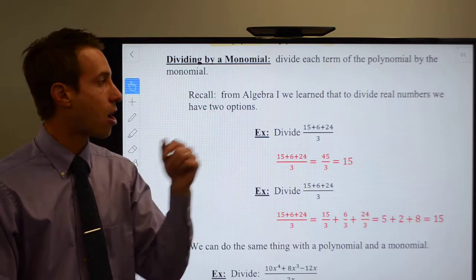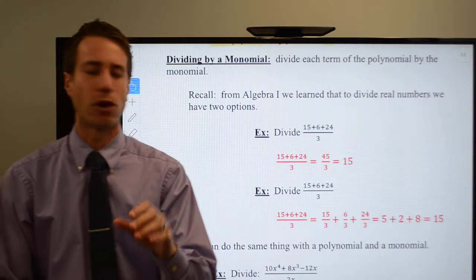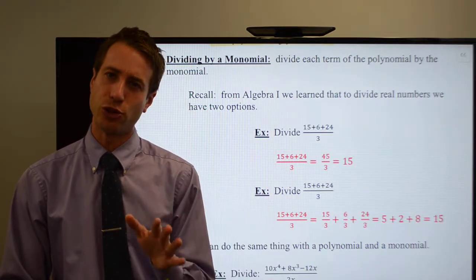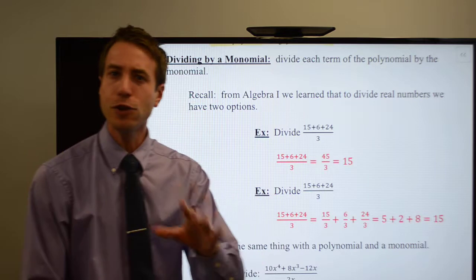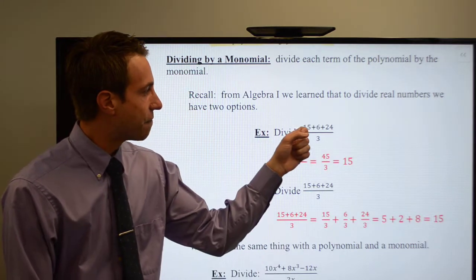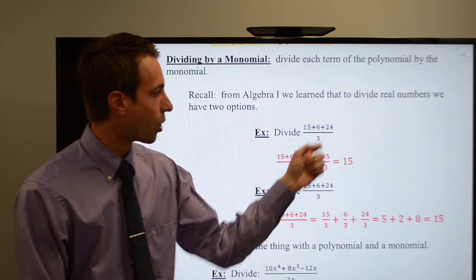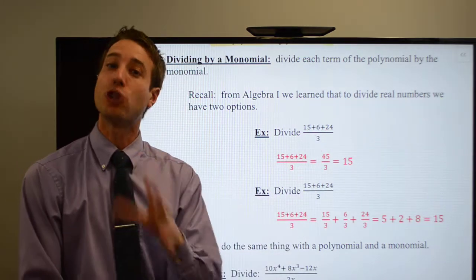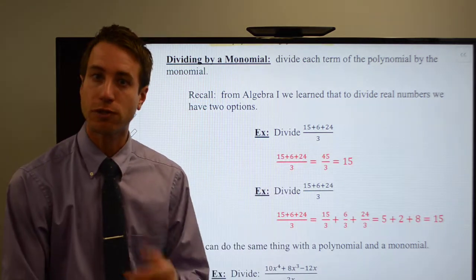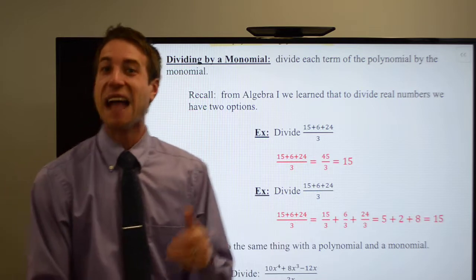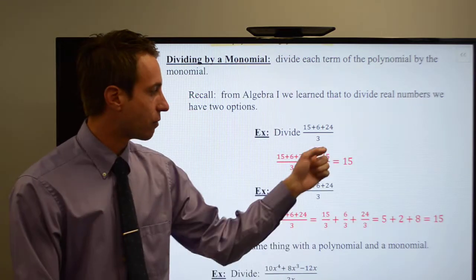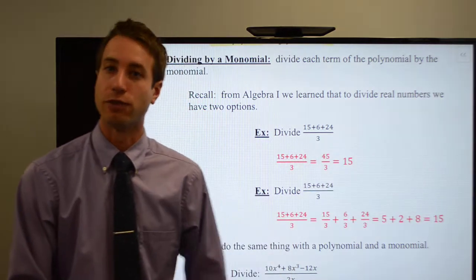Dividing by a monomial. Now, you're going to recall from Algebra 2, I apologize, from middle school, there were a couple of ways that you could do the division. So if you were using numbers in these 2 example problems, if I had 15 plus 6 plus 24 divided by 3, what you could have done is taken 15 plus 6 plus 24, which of course is 45. And then simply, once you've added your like terms, divided by 3. So 45 divided by 3 is 15, and you've got your answer.